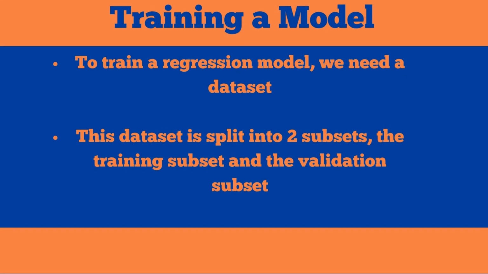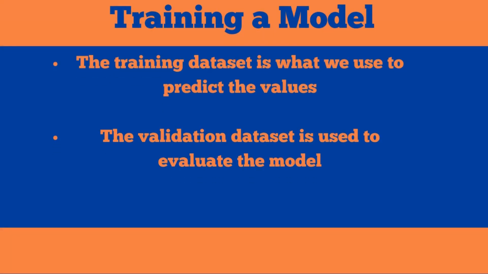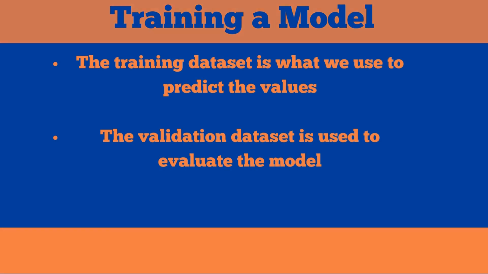Now, I'll be teaching you how to train a model. To train a regression model, we first need a dataset. We will split this dataset into two subsets, which are the training subset and the validation subset. The training dataset is used to train the model and predict the values, while the validation dataset is used to evaluate the model.